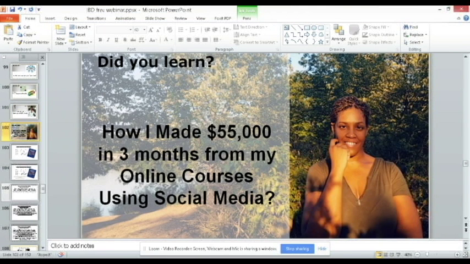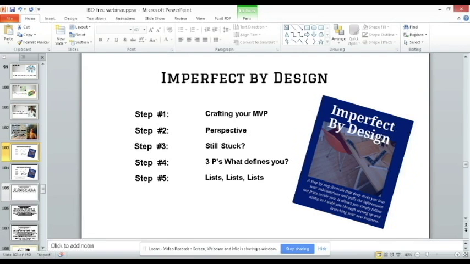So did you learn how I made $55,000 in 3 months from online courses using social media? You sure learned how to craft your MVP, how to control and manage your perspective, how to get off the hamster wheel if you're still stuck, your people, places, and possessions, how they currently define you and what to do, of course, to adjust it, and how to create your list, the things you need to add to it, and maybe take away, and where you need to find the avenues to grow it.